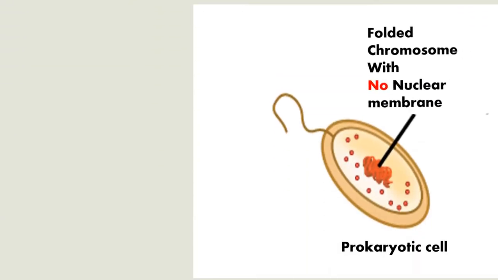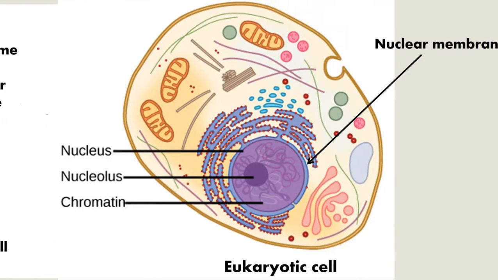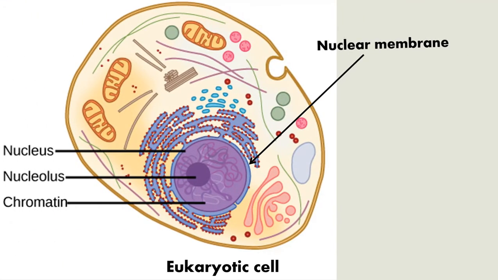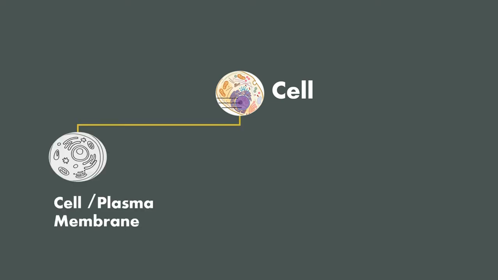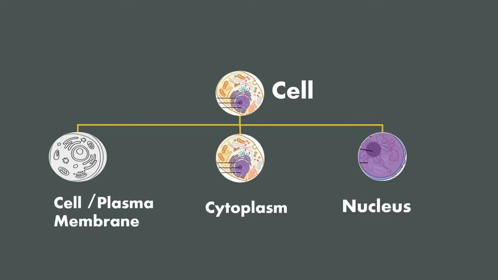Some examples of prokaryotic cells are bacteria and blue-green algae. An example of eukaryotic cells are multicellular organisms like plants, animals, and fungi. Cells, whether of plants or animals, consist of three regions: plasma membrane, cytoplasm, and nucleus. Plasma membrane is an extremely thin outer boundary of cytoplasm.